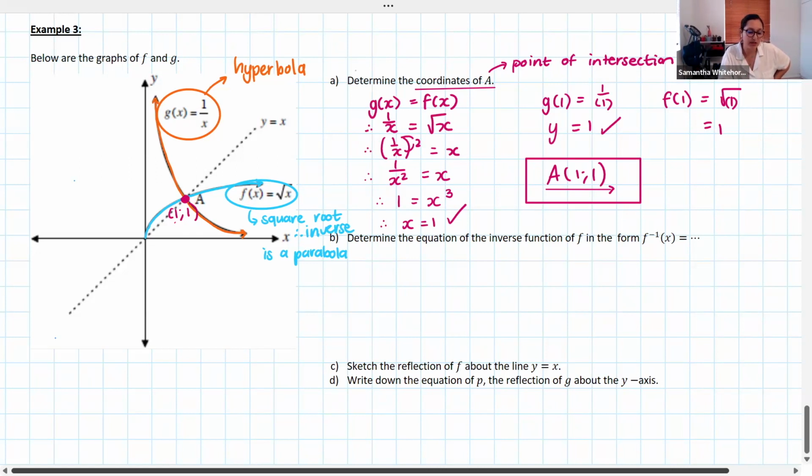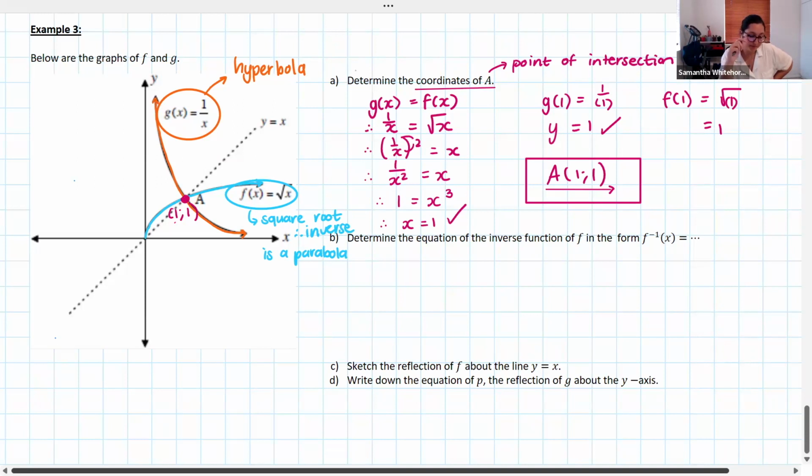If the question had just said determine the x coordinate of A, you stop at x equals 1. That's all I wanted. You don't need the y. But read your question very carefully so that you're not missing out information, because it would be so silly to lose a mark because you forgot to sub back to find y. Right, but now we know where A is.